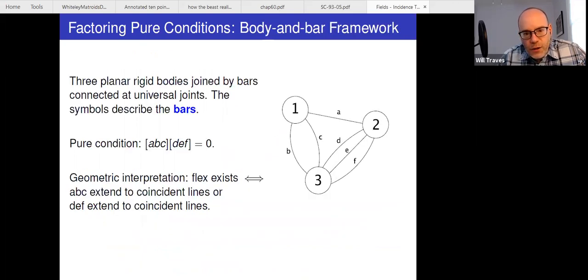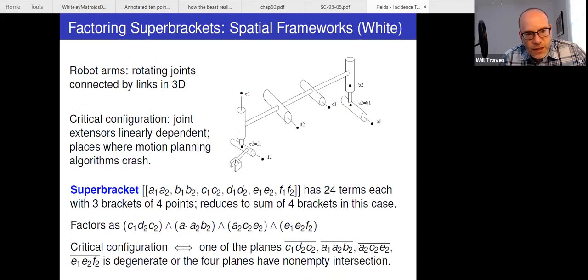So you can factor pure conditions. Actually, I think I might skip the next couple slides and I'll mention one more example having to do with rigidity, which has to do with these robot arms. So here we've got a picture. It's taken from a paper by Neil White in the Handbook of Combinatorics.